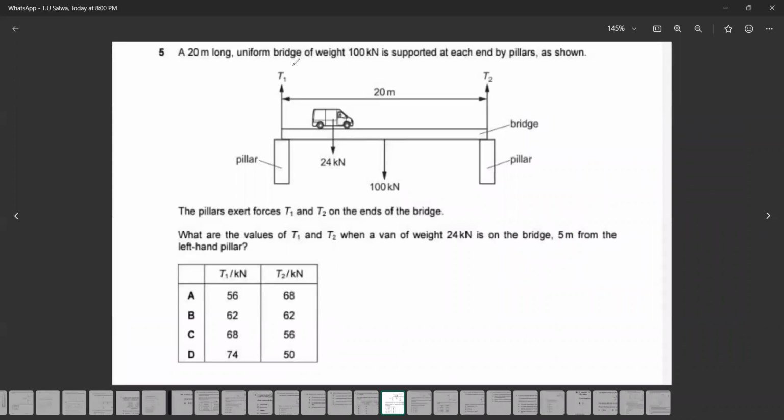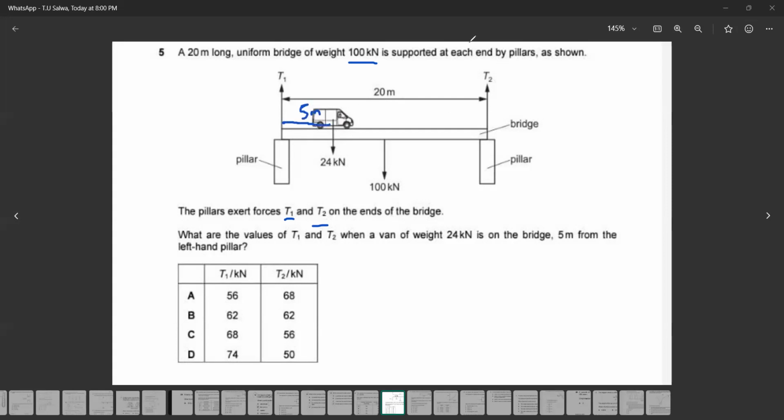A 20-meter long uniform bridge has a weight of 100 kilonewton. It is supported by pillars at each end. The pillars exert forces T1 and T2. What is the value of T1 when a van of weight 24 kilonewton is 5 meter from the left hand pillar? So this distance is 5 meter.